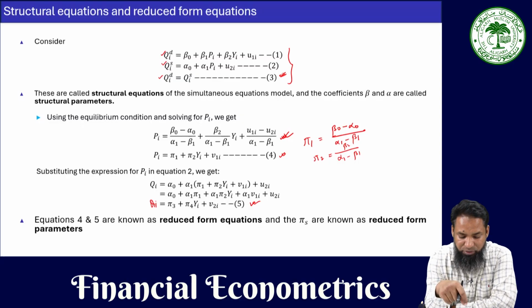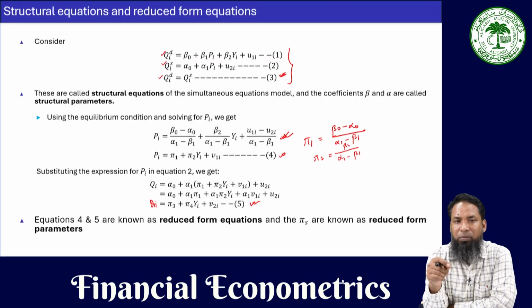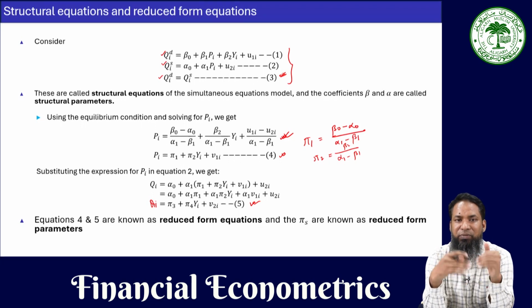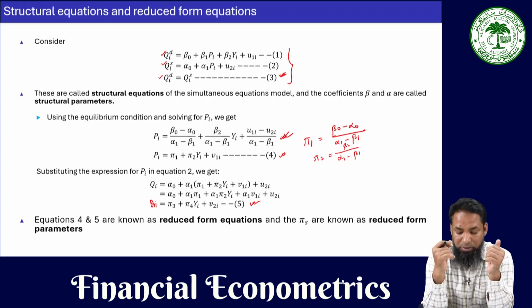Now, what is the difference between the structural equations and the reduced form equations? Basically, in the structural equations, we represent the economic relationship in its original form, whereas in the reduced form we represent those relationships in a derived form. So this is the first difference: in the structural equation we represent the original economic relationship as it is. From that we derive the relationship and represent it in the reduced form equation. But there is another major difference between these two.